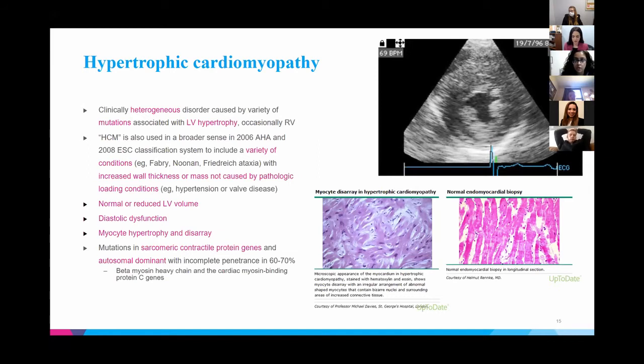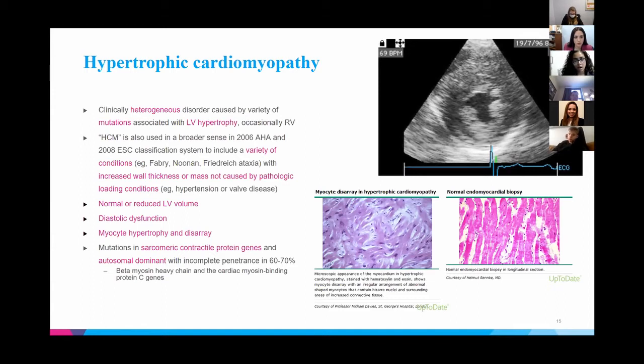It can include diseases like Fabry's disease and Noonan's disease, which cause the heart muscle to be thick. And so you'll have normal or reduced left ventricular volumes with this disease, and you'll see diastolic dysfunction, especially in the beginning stages. After a period of time, the muscle essentially burns out and you'll see systolic dysfunction, but primarily diastolic dysfunction and symptoms of heart failure with preserved ejection fraction.